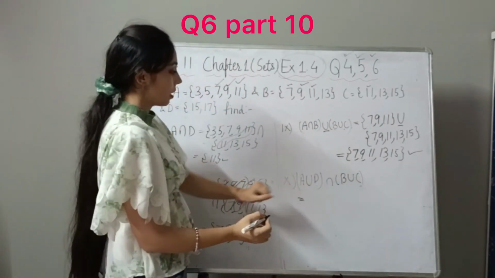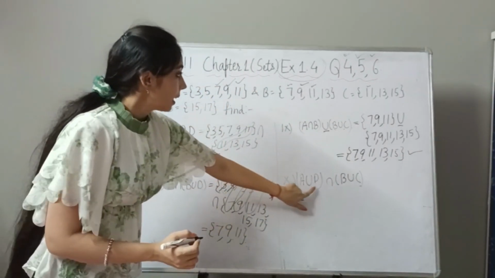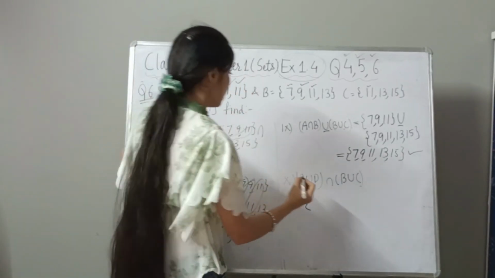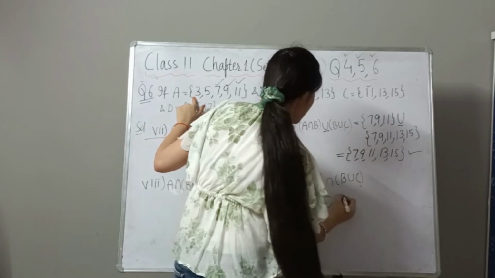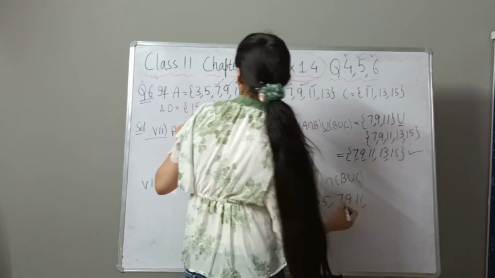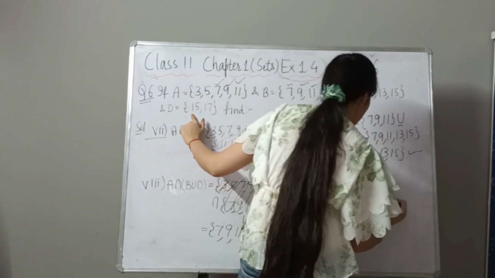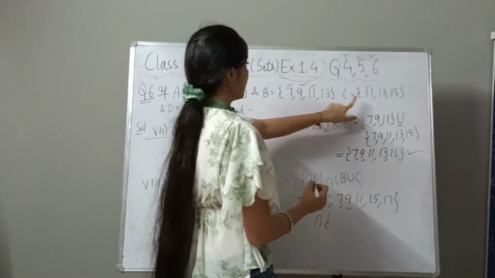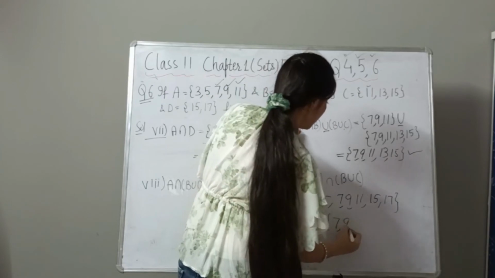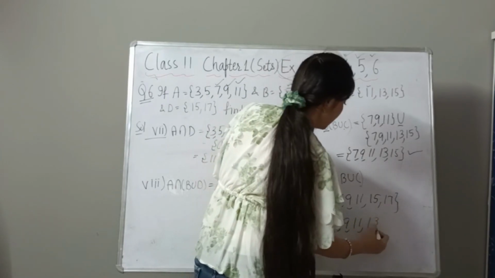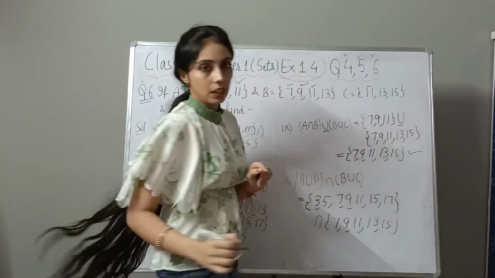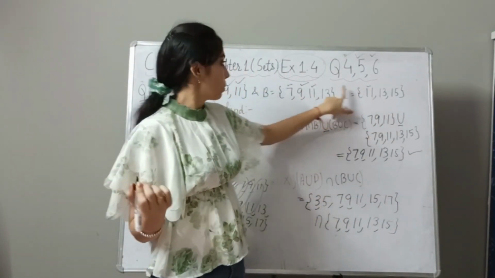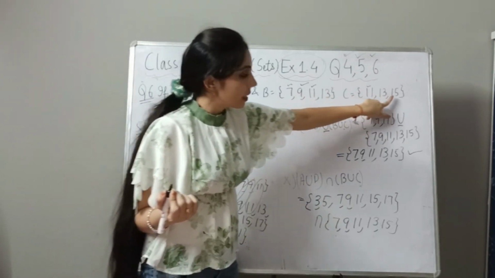What about the next part, which is the 10th part? A union D. First of all, we have to find the union of A and D. This will contain 3, 5, 7, 9, 11 and in D we have 15 and 17. Okay. So what about B union C? This will contain 7, 9, 11, 13 and 15. B union C means all the elements which are in B and also in C. 7, 9, 11, 13 and 15.